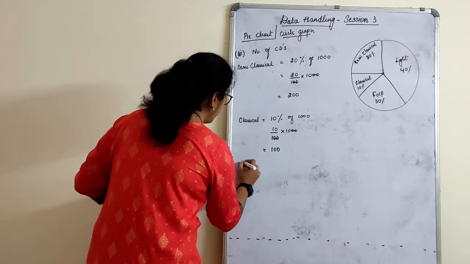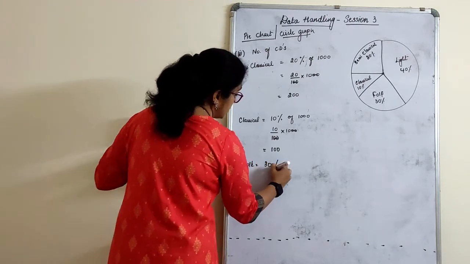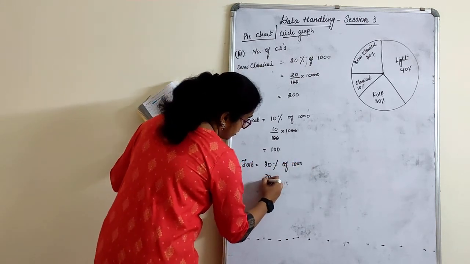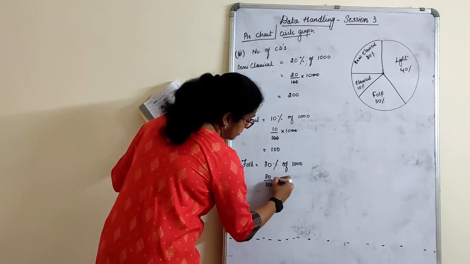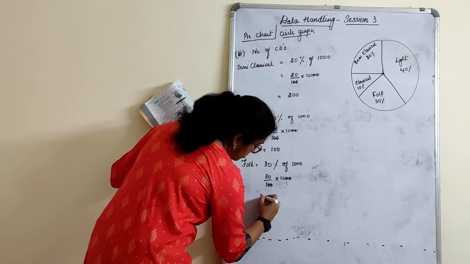Next is what we have? Folk. Folk is 30. 30% of 1000. 30 by 100 into 1000. 2 zeros, 2 zeros, 300.